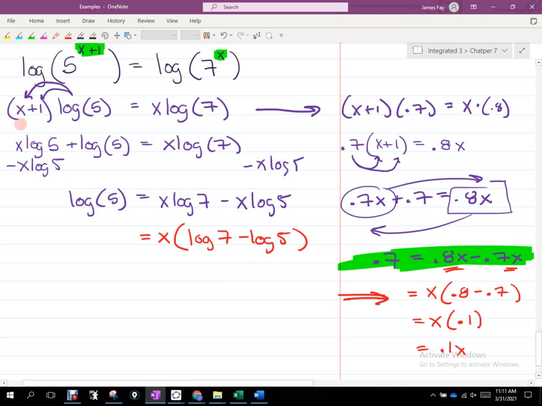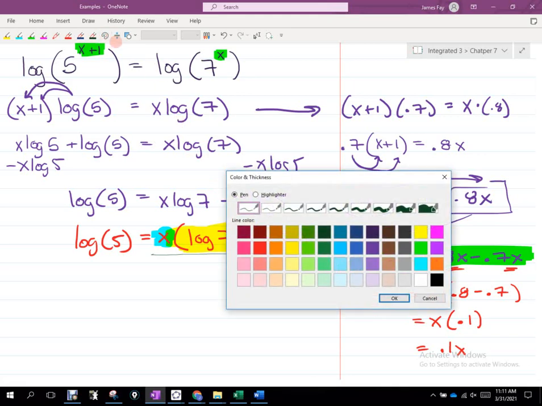But now the left-hand side is log 5. Okay? What is the end goal of every equation? To solve for what? Solve for x. How are these two things, x and log 7 minus log 5, how are those two objects stuck together right now? What operation? Multiplication. Can I undo multiplication? Okay, so I'm going to divide.